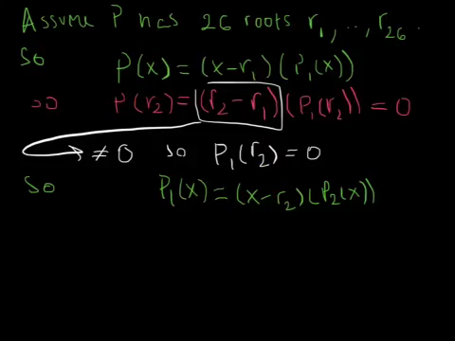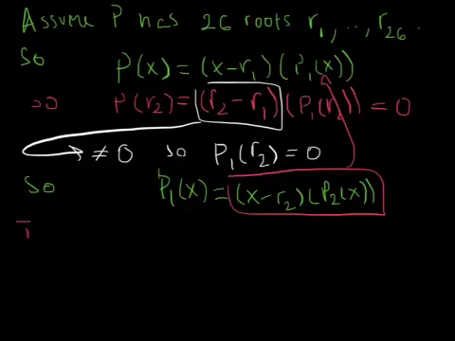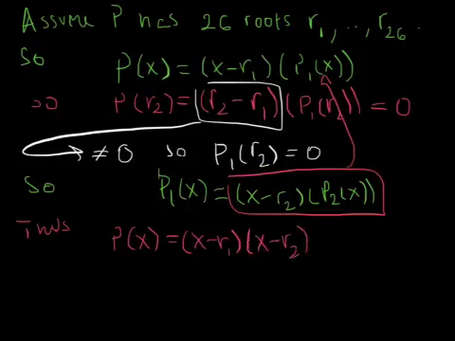And so we can take what we now have for p sub 1 and plug it back into our original function. So I'll use a different word. Thus, p of x is equivalent to, and I have my first factor, x minus r1, and then the next factor, x minus r2 times p sub 2 of x.